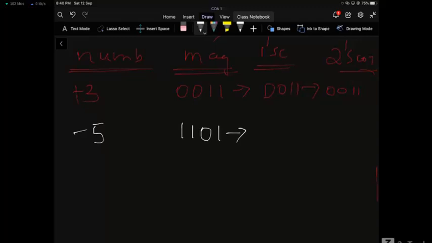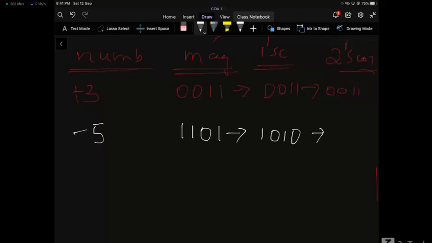So the 1's complement of this number is simply, I am just keeping the MSB 1 since it is a negative number, and the rest of the bits I am going to negate. I am just using a NOT gate. So I will have 1, 0, 1, 0. So this is my 1's complement.